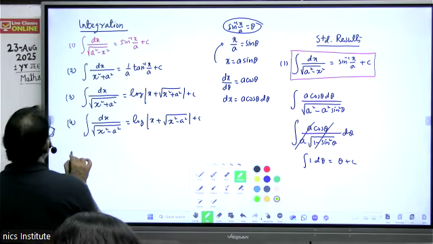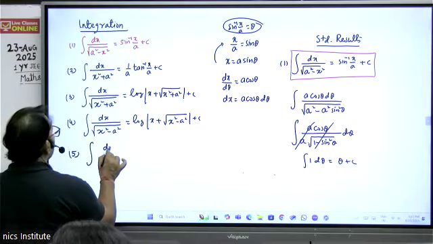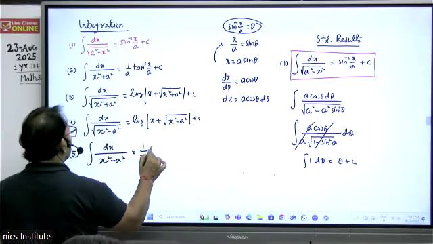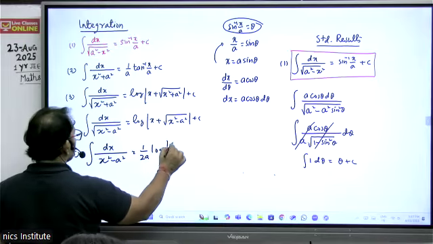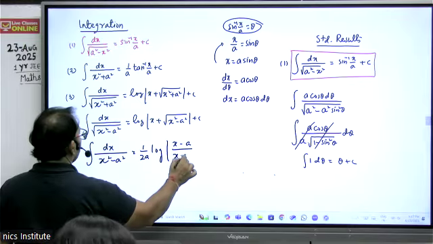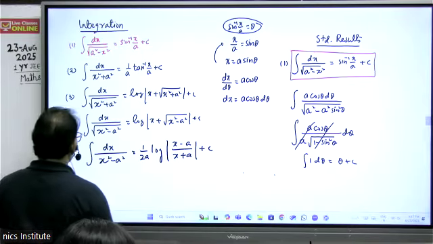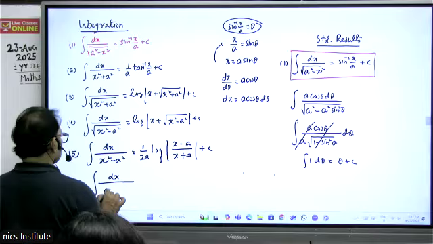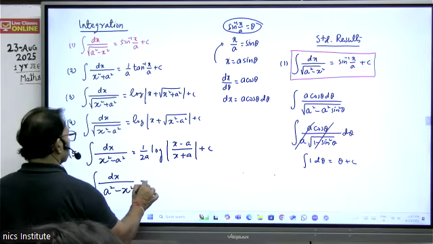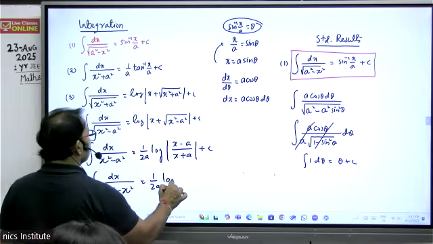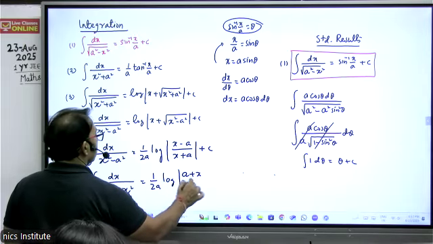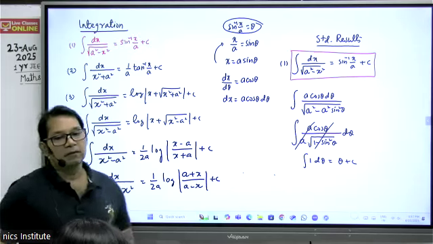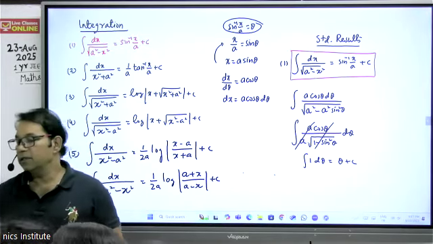The fifth one is without root, x square minus a square. So this is 1 by 2a log of the factors of x square minus a square, x minus a, another factor is x plus a. And the last formula is dx divided by a square minus x square, which is 1 by 2a log, mod of a plus x over a minus x. So that's how you integrate. These are the 6 results.